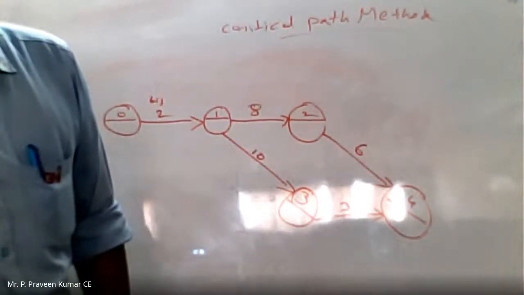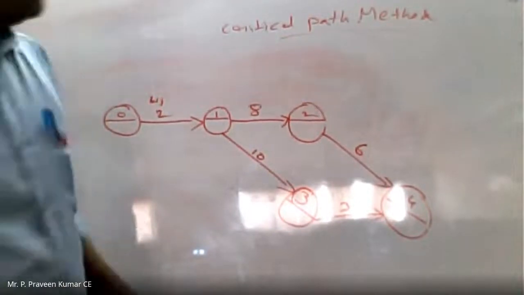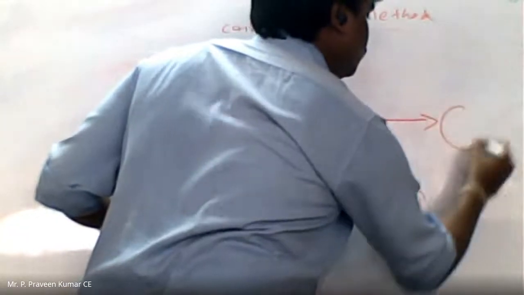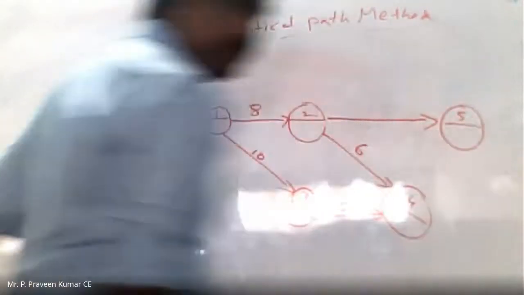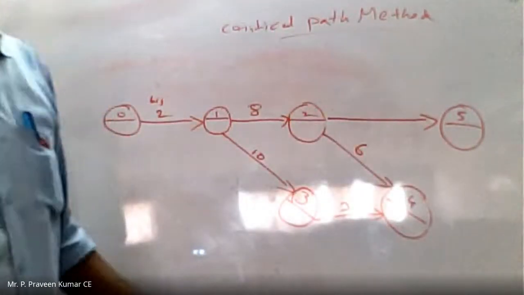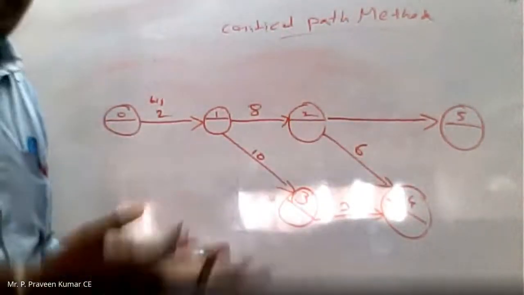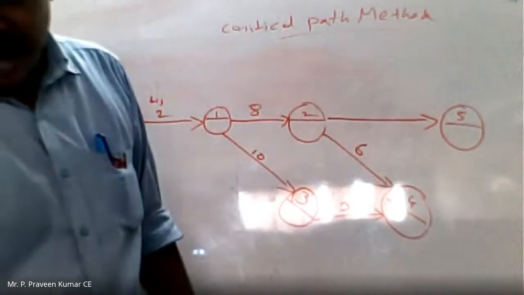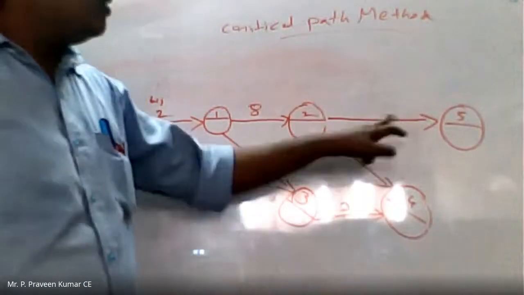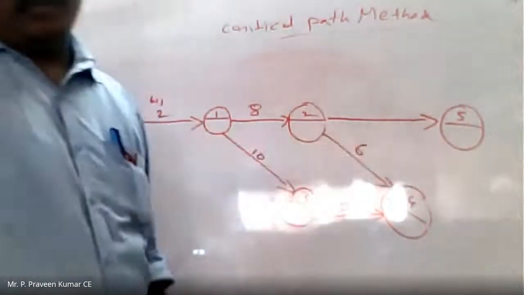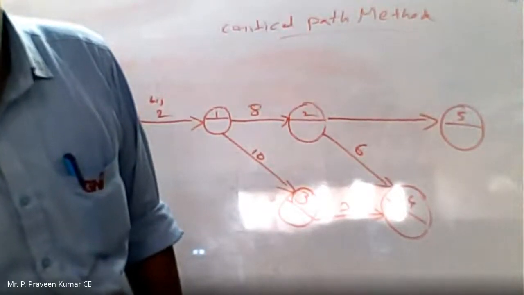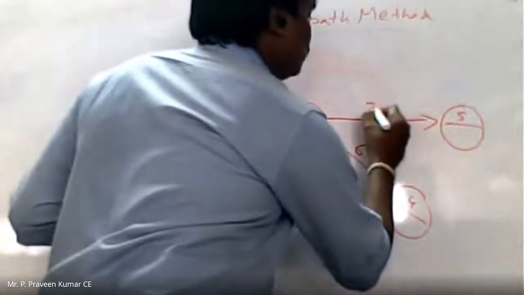Now here we left the activity 2 to 5. Now I can draw 2 to 5. Why am I drawing 2 to 5? Because it is an independent activity. It is not related with other activities. You can see the relationship: 5 is not repeated anywhere. So that's why I have drawn this 2 to 5. Now 2 to 5 is also over. The duration time for the 2 to 5 activity is 3.